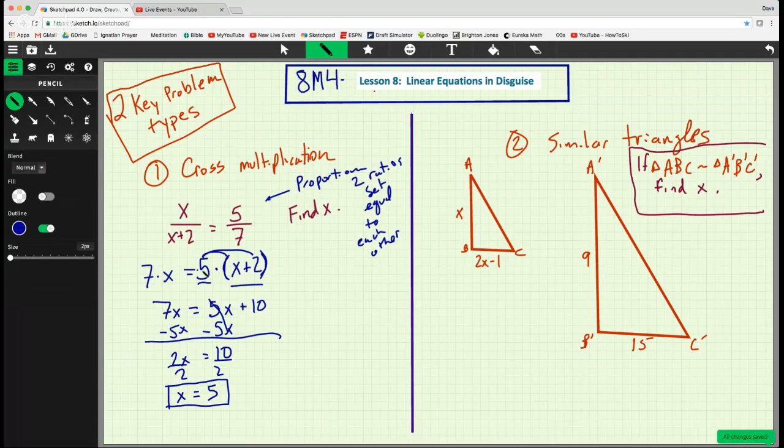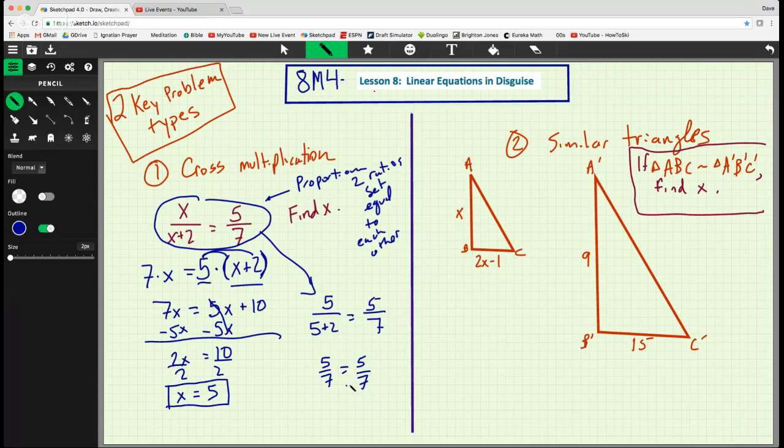Well, we think we have the right answer, so let's go through our check step: plugging in 5 for x. 5 over 5 plus 2. Does that equal 5 over 7? It's looking good. 5 over 7 equals 5 over 7. Check. So we have the right answer. We're going to do some more of these cross multiplications with a few twists and make sure that you get all the little nuances about it. And so that's the first problem type.